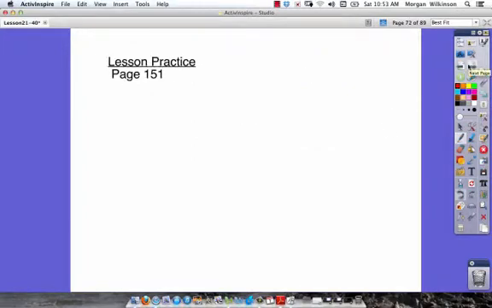We're going to practice this concept some more with our lesson practice on page 151. Nice short lesson today. Make sure you've got your notes complete, and I'll see you during our next class.